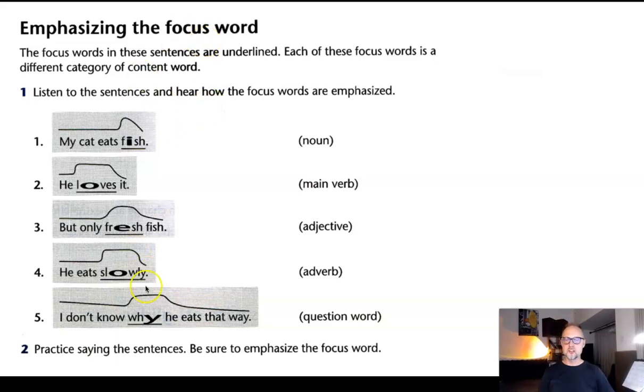Okay, so notice in each of these cases, the words that are the focus words, where the voice goes up, is one of these, which are all a type of content word. And so fish is a noun, loves it is a main verb, fresh is an adjective, slowly is an adverb, and why is a question word. You go ahead and do the other quiz for this part of the lesson.